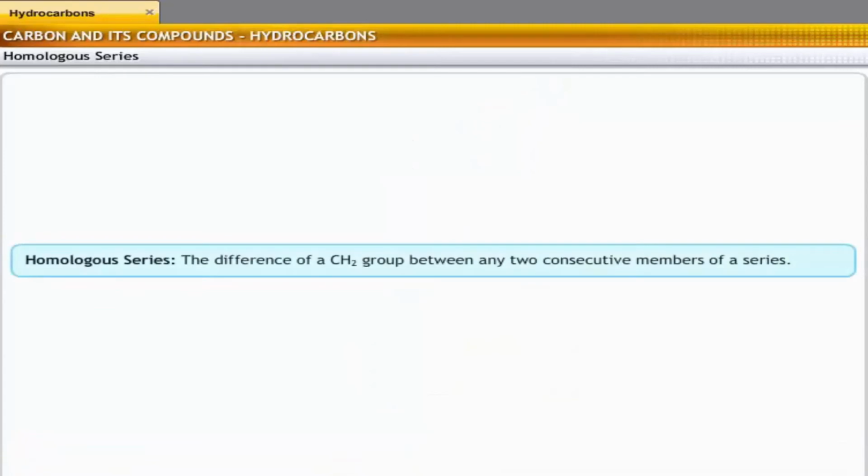When carbon compounds with similar functional groups were arranged according to the ascending order of their molecular weights, the difference between any two consecutive members of the series was found to be the CH2 group, and such a series is identified as a homologous series.